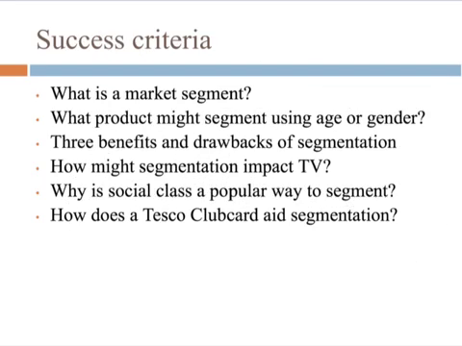Okay, at the beginning of this little presentation then we said that there would be 6 success criteria. So what you need to do now though is go through these 6 questions and think, can I answer them now? So, what is market segmentation? What product might segment using age or gender? So I need 1 for age, 1 for gender, at least 1. I want at least 3 benefits and 3 drawbacks of segmentation. How might segmentation impact on TV? I'll give you the clue. Think about adverts. We did mention it in the video.